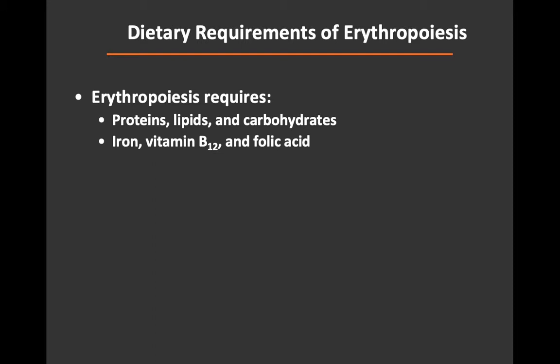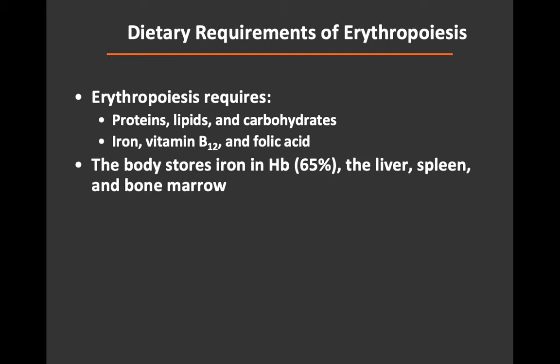Now, erythropoiesis does require some very important things. So you have to have enough protein, fats, and carbohydrates in your diet. But in order to make these red blood cells, you have to have iron available because that's going to be part of your hemoglobin. You also have to have vitamin B12 and vitamin B9, which is folic acid, available. So the body stores iron, and so that iron is able to be used to make our red blood cells.